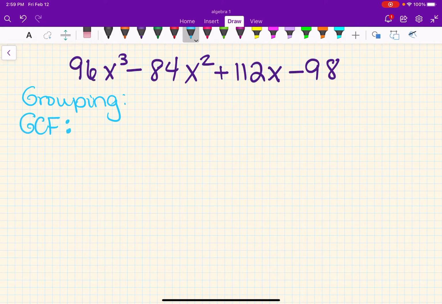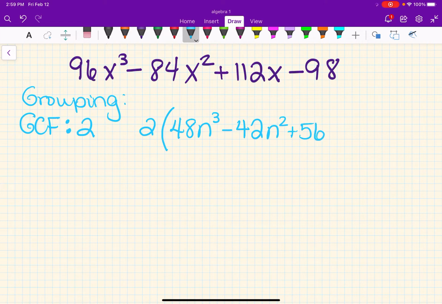And I'm going to look to see if there's a GCF. Is there something that goes into 96, 84, 112, and 98? And there actually is. They're all even, so the GCF is 2. So the first thing we're going to do is divide everything by 2 and create a new polynomial. So this would be 48n to the third minus 42n squared plus 56n minus 49. So all I did was take the original equation and I divided everything by 2.